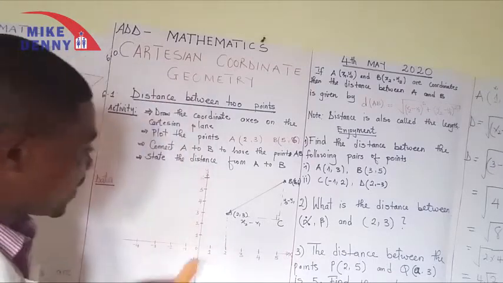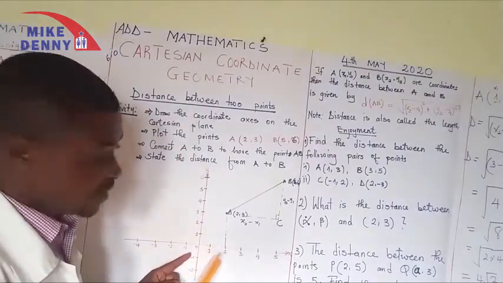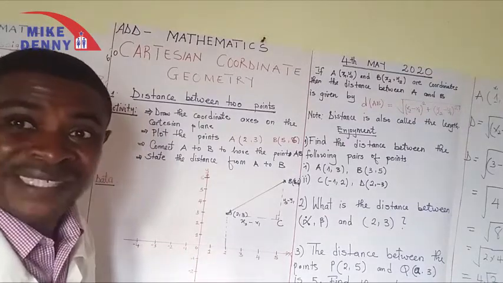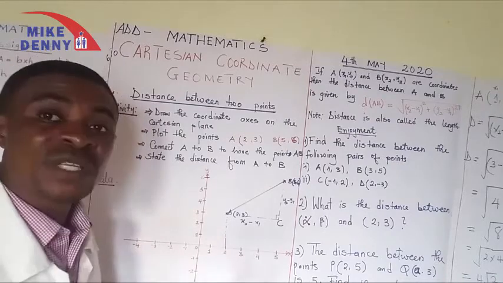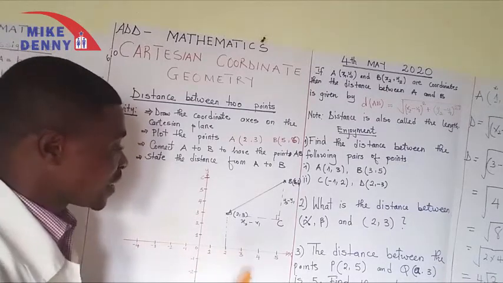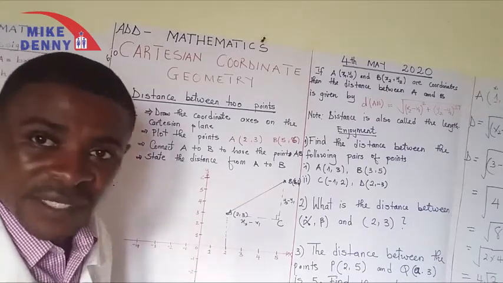If you look at what I have here, on my x-axis the distance between each pair of points is the same. From 0 to 1, the distance is 1. Then 1 to 2, the space between them is 1 unit. 2 to 3, the space between them is 1 unit.